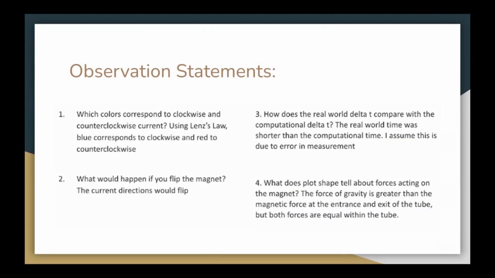And then what does the plot shape tell you about the forces acting on the magnet? So it tells us the force of gravity is greater than the magnetic force at the entrance and exit of the tube, but the forces are equal within the tube.